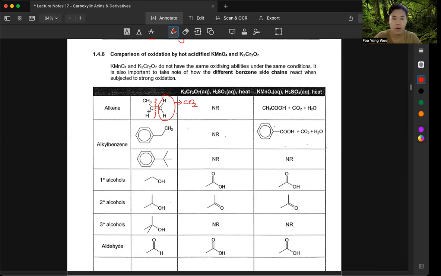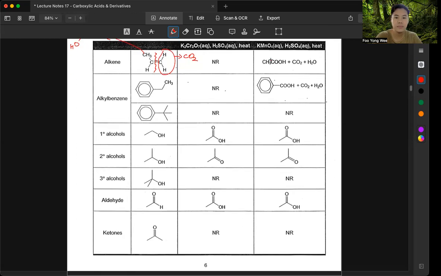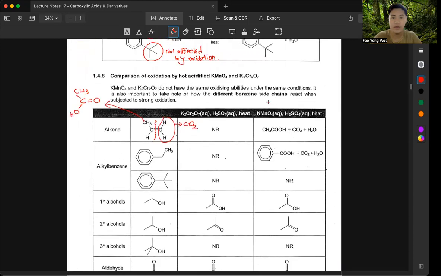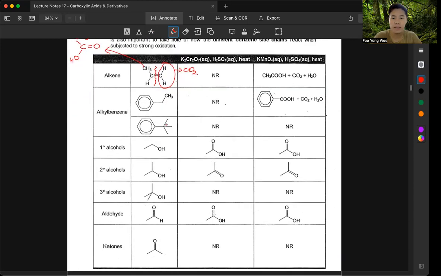This one you put the O and OH here. So this one becomes CH3, attach the OH, double bond O. And this is this one. For alkyl benzene, as mentioned just now, you will actually be able to convert this entirely to COOH, but not this part.